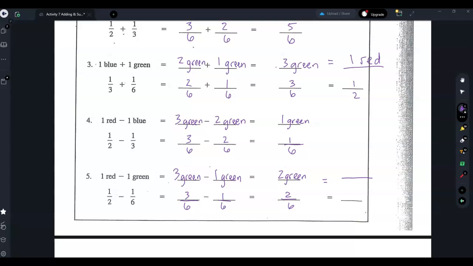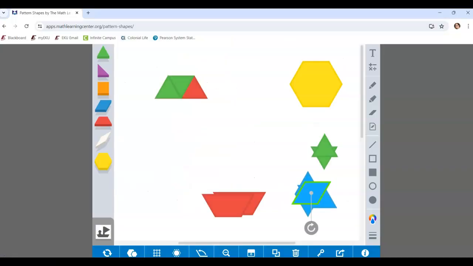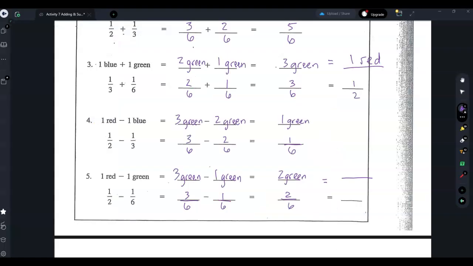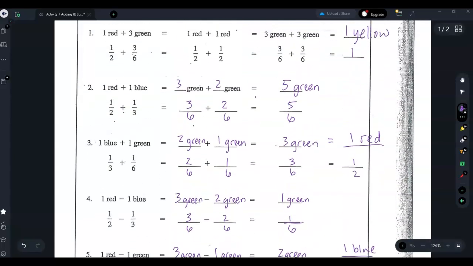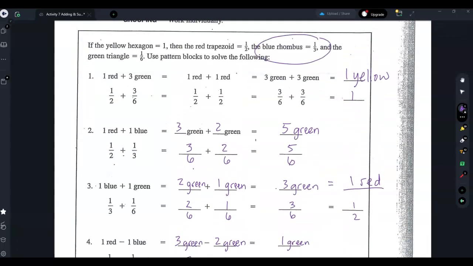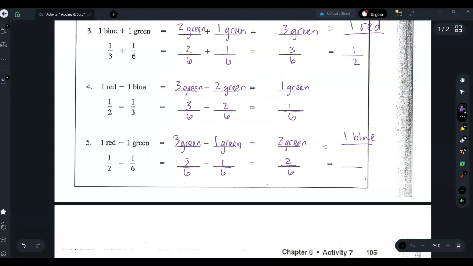So this is where I would say, oh, 2 green, that was really the same thing or equivalent to 1 blue. And we know 1 blue from above at the top here, it said 1 blue was equivalent to 1/3. So this would be 1/3.